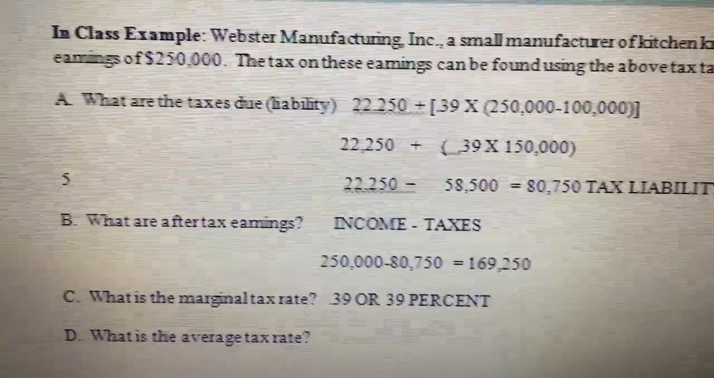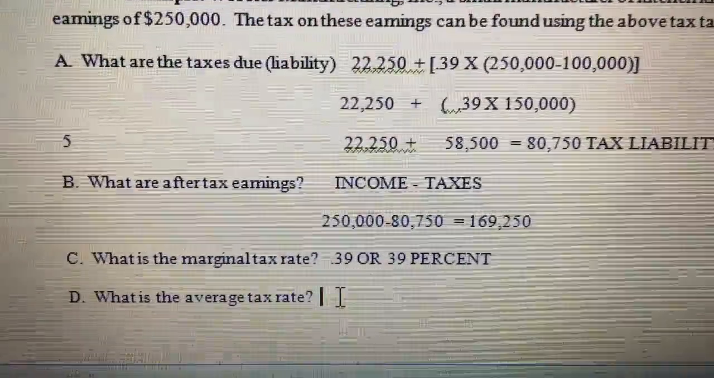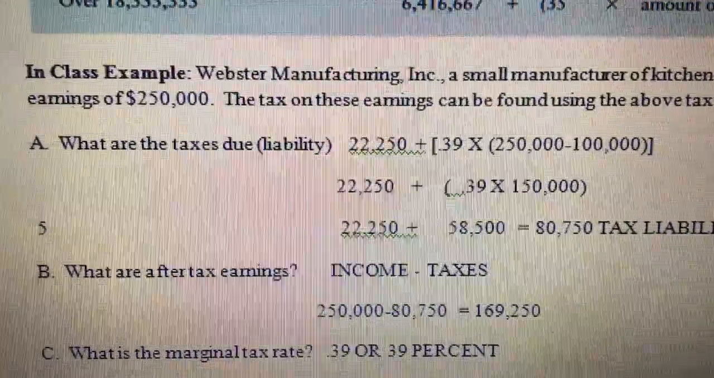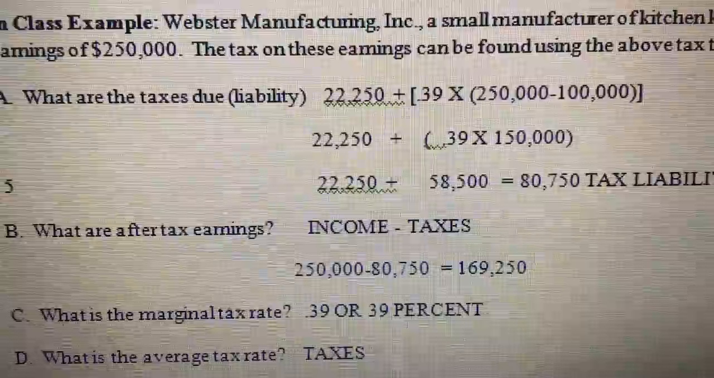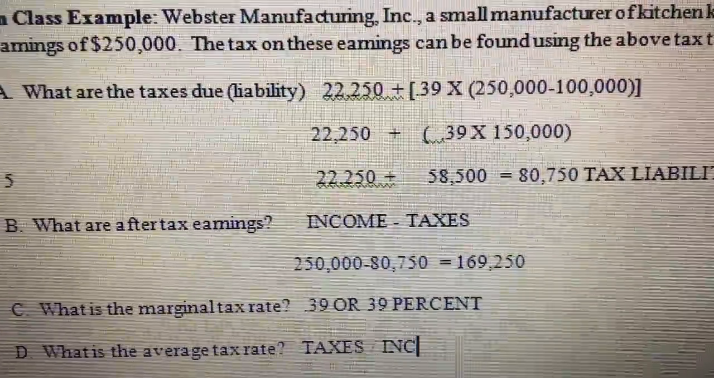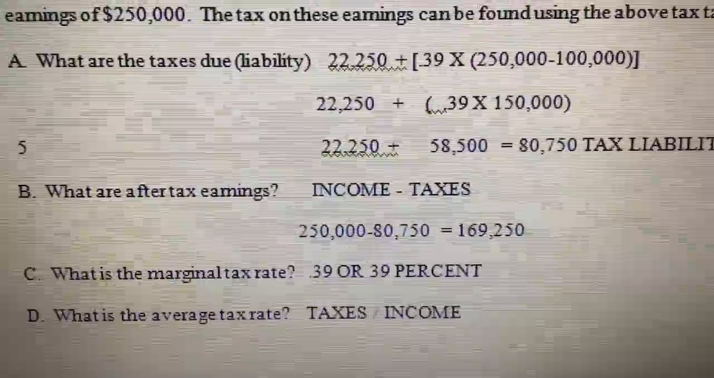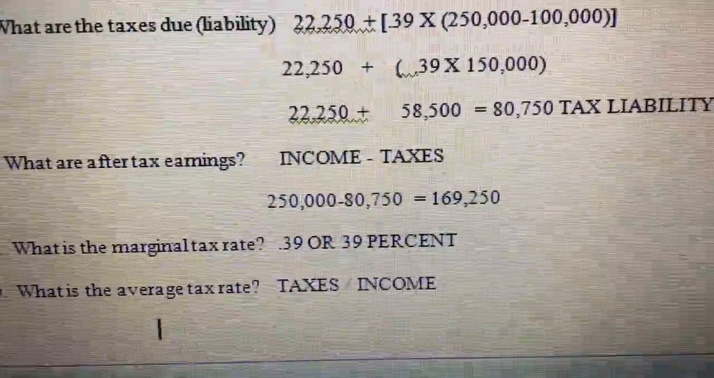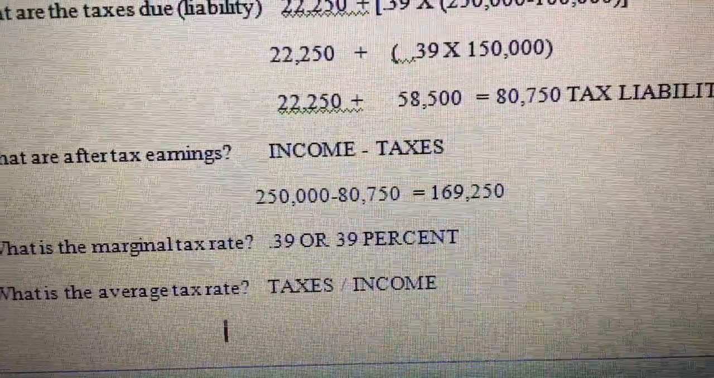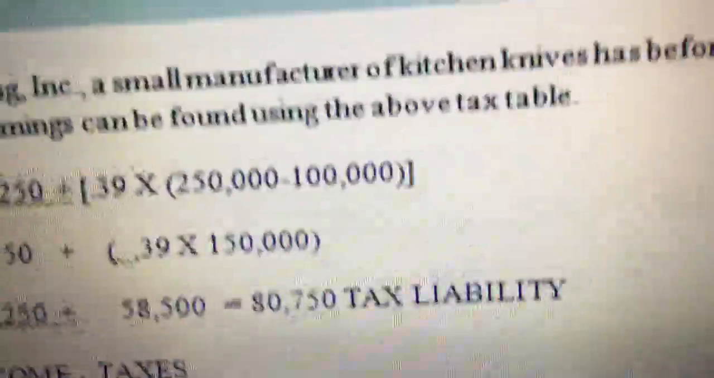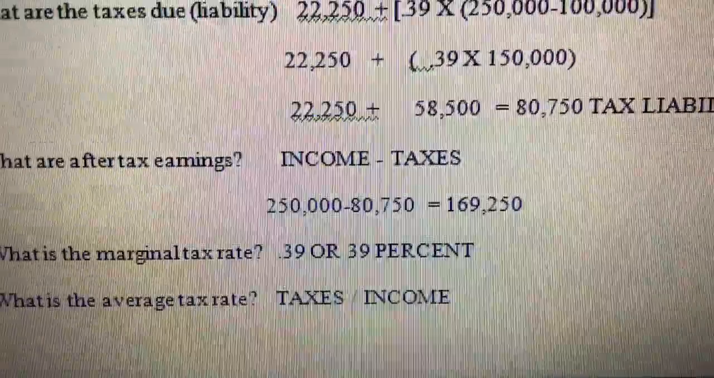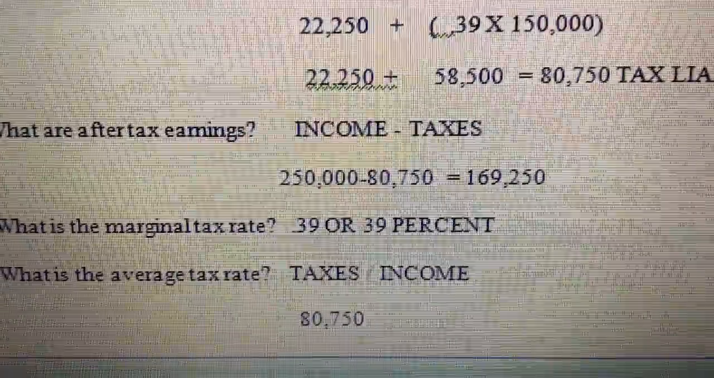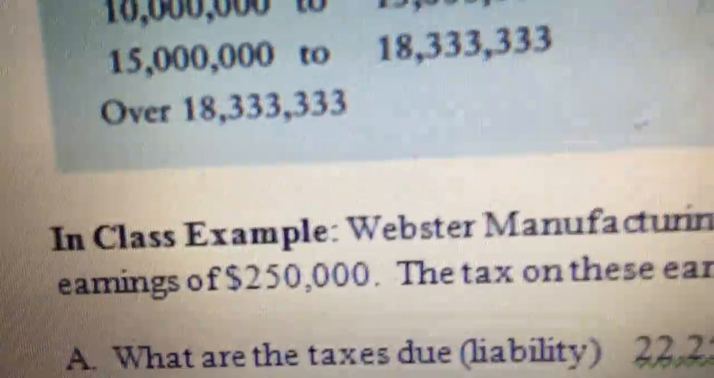Okay. Now, average rate, not quite as easy. Okay, this one's going to be your taxes divided by your income. Taxes divided by your income. Okay, so your tax amount was the tax liability from A. So go up here to A, $80,750. And your income was in the original problem, $250,000 there.